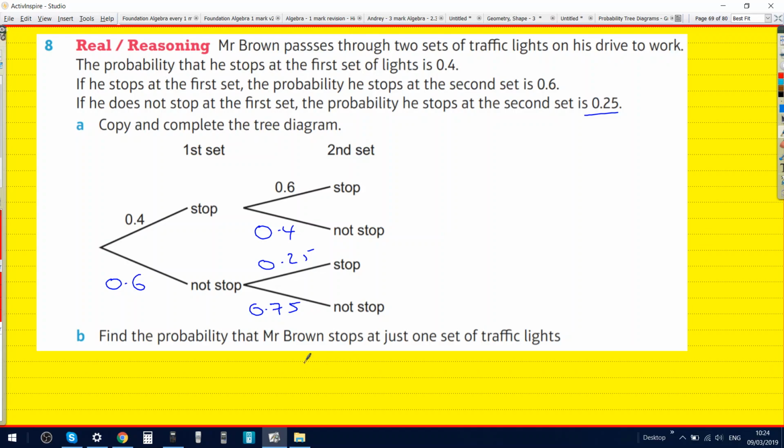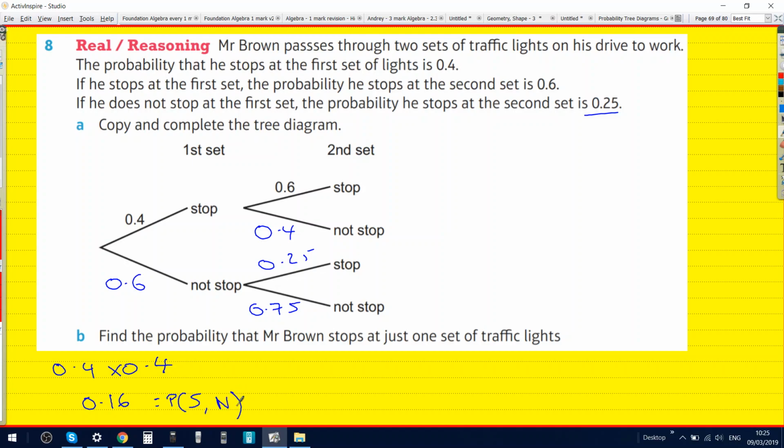So the probability that Mr. Brown stops at just one set of traffic lights. So you could do 0.4 times not stopping, so it would be 0.4 times 0.4. Yeah, and that would be 0.16. So that's the probability he stops and then doesn't stop. So he stops at the first, doesn't stop at the second.